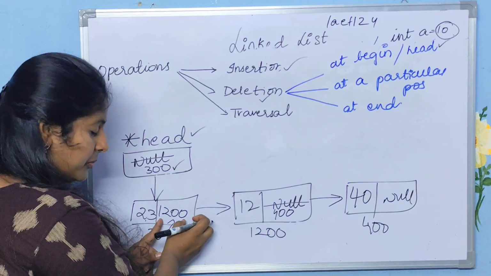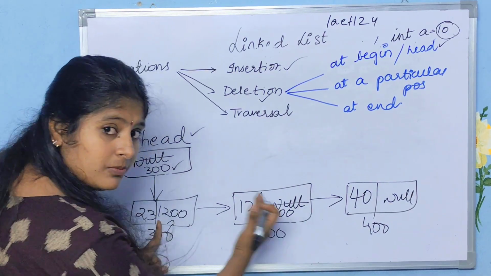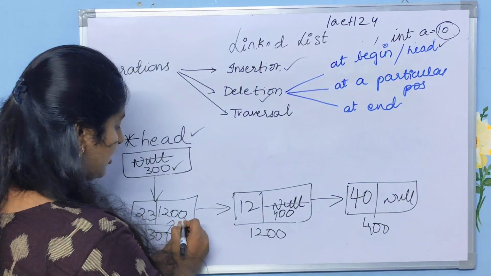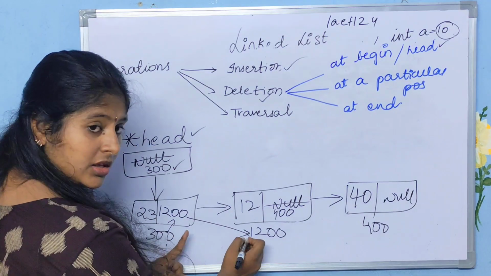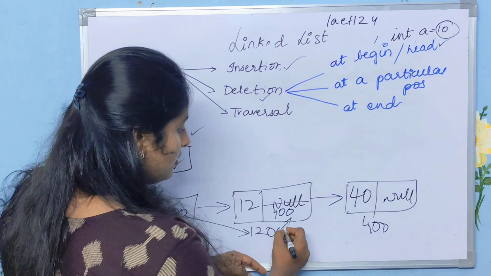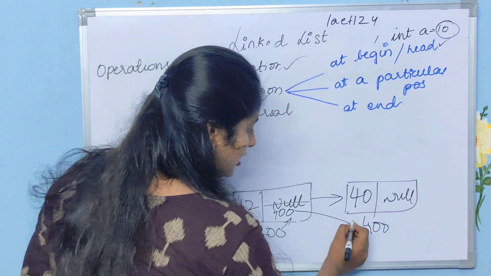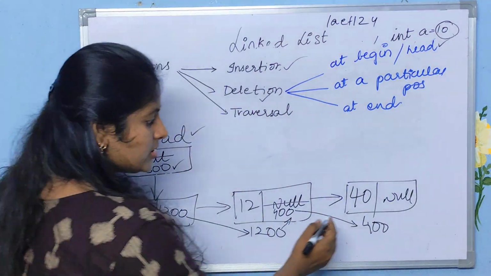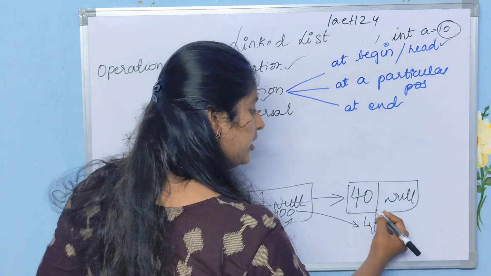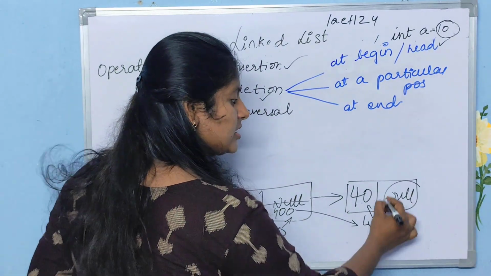After this, with the help of my next node, I will be visiting my next node. So where is my 1200? Here. What is 1200's data part? 12. And 1200's next part? 400. Now where is 400? Here. What is 400's data part? 40. And 400's next part? Null. So this is my last node.